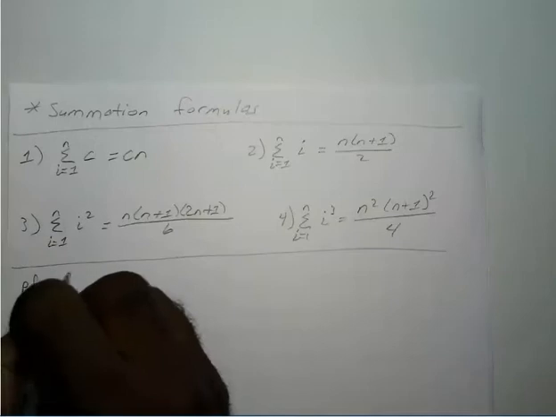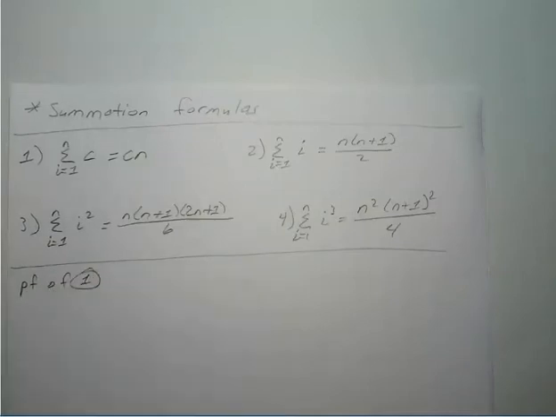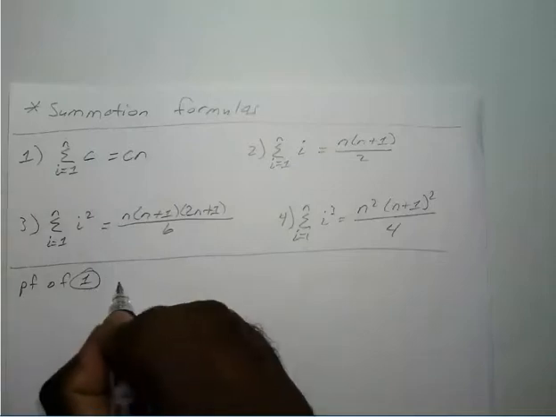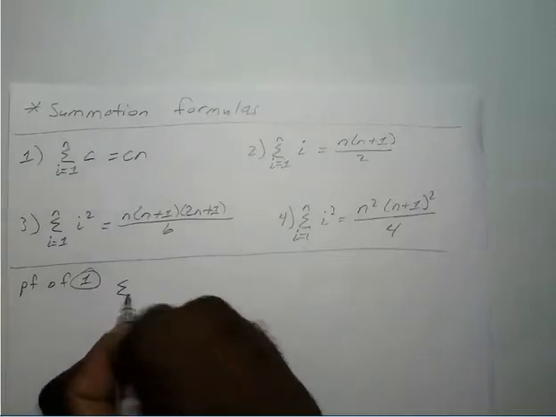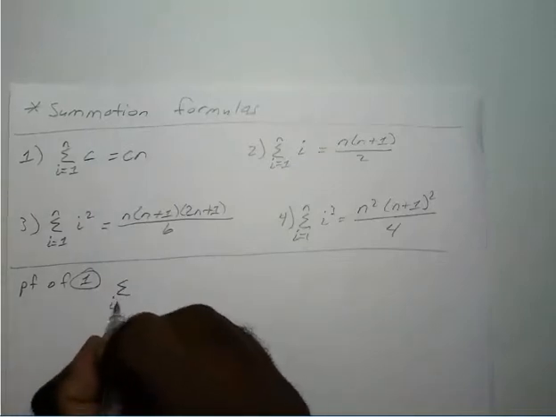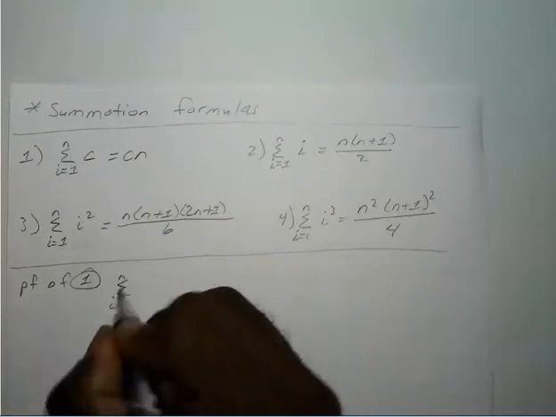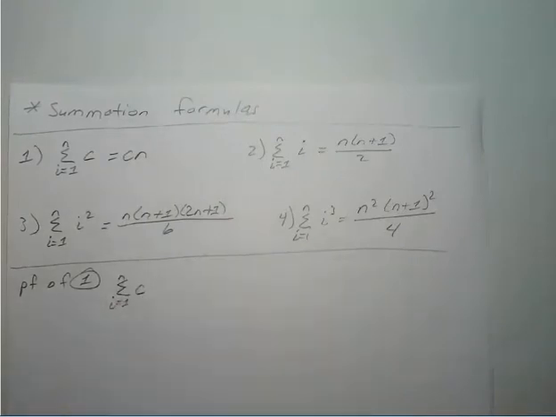Okay, so proof of the first one. Okay, so let's say if we have the sum from i equals 1 to n of c.